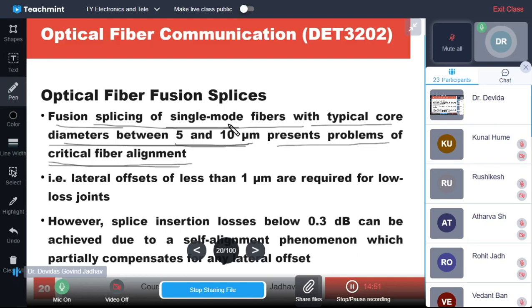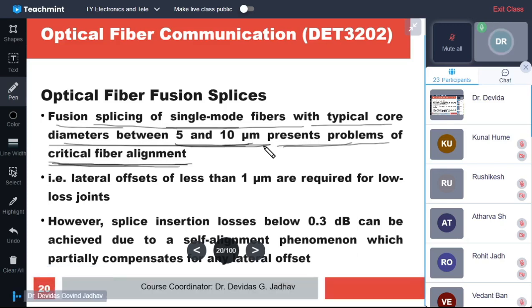So, fusion splicing of single mode fibers with a typical core diameter between 5 to 10 micrometer presents a problem of critical fiber alignment. It is difficult in the case of single mode fiber as compared to multi-mode fibers, because multi-mode fibers are quite large diameter, 10 times, 20 times larger. Single mode fibers are 5, 10 micrometer diameters, whereas multi-mode is 50 micrometer, 100 micrometer, 70, 80 micrometer, 200 micrometer, 150 micrometer, very large diameter as compared to single mode.